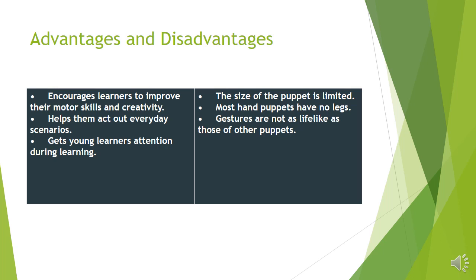Now let's look at the disadvantages. The size of the puppet is limited. For example, the finger puppet only fits the finger, and it can't be used anywhere else. And then most hand puppets have no legs. For example, the sock puppet has no legs. It uses the hand as the support.